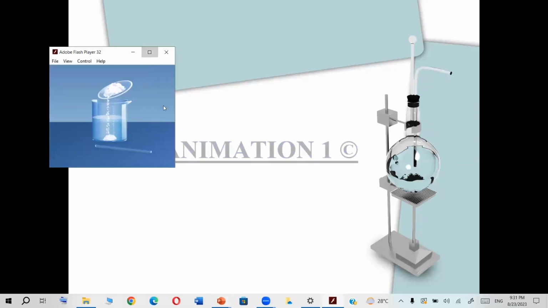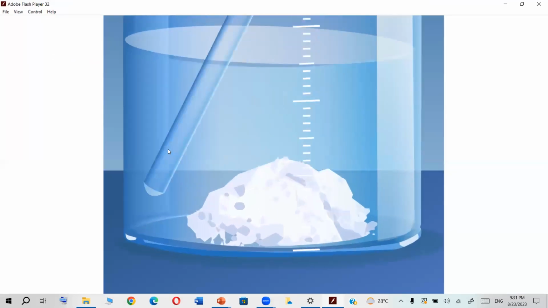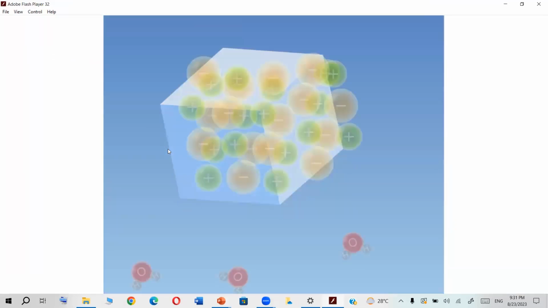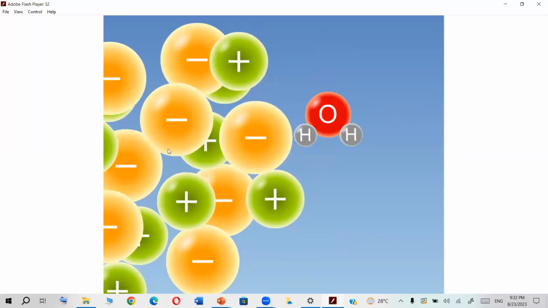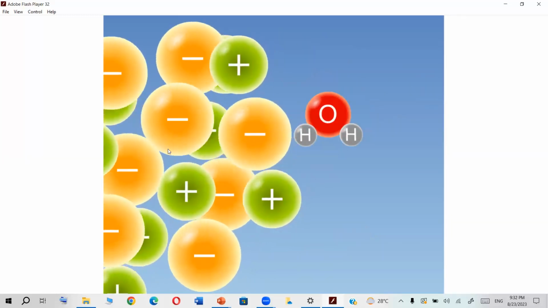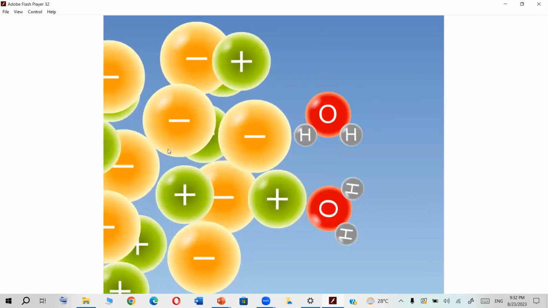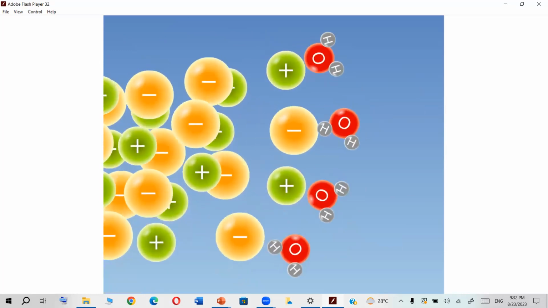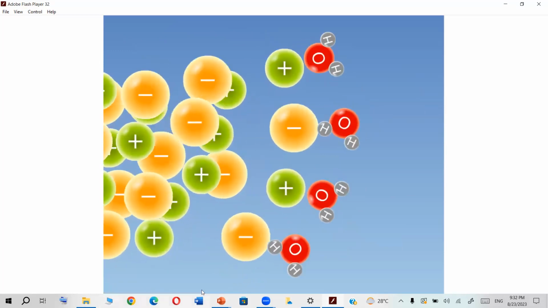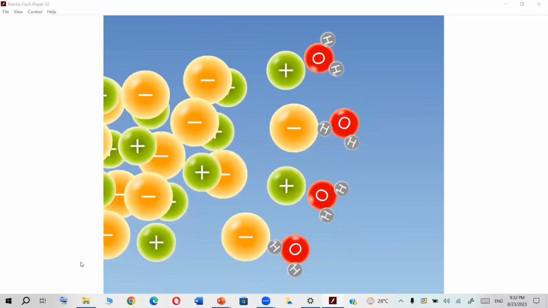When an ionic solid is added to water, the polar ends of water molecules are attracted to ions on the surface of the crystal. Positively charged hydrogen atoms bond to anions, while oxygen atoms bond to cations. This attraction distorts the electron clouds around the ions and loosens the ionic bonding within the crystal lattice.